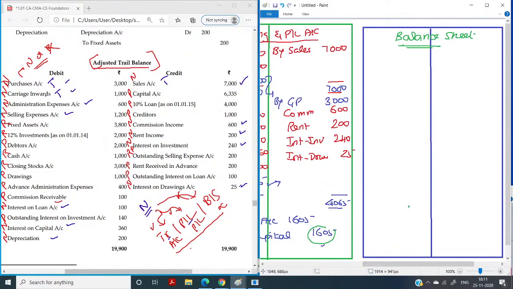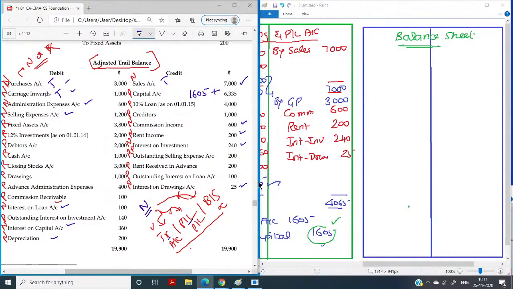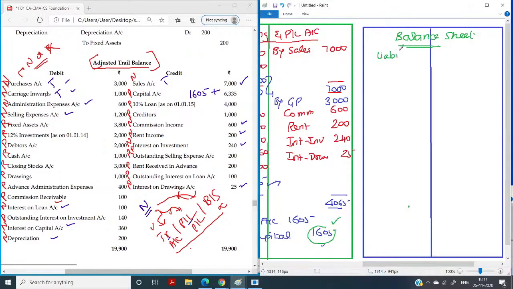Now that 1,605 is on the credit side of the capital and will be added to the capital, right? Now all the personal accounts and real accounts will go to the balance sheet. In the balance sheet, the left hand side is the liability side, and the right hand side is the asset side. So I have just posted liabilities and assets here. Now these debit items, the real accounts and personal accounts, will be transferred to the asset side.